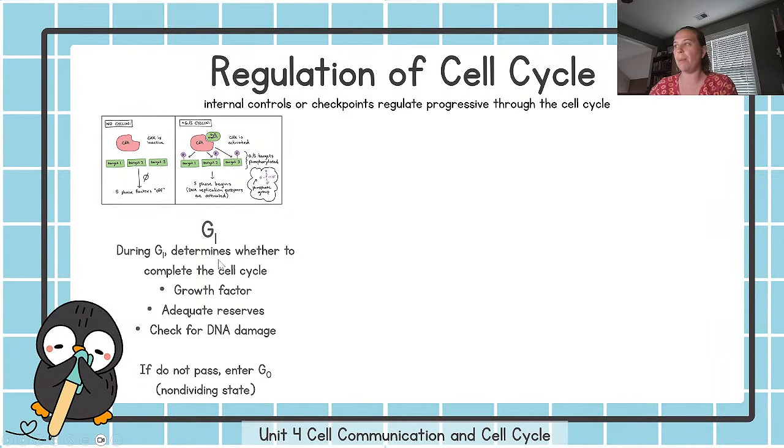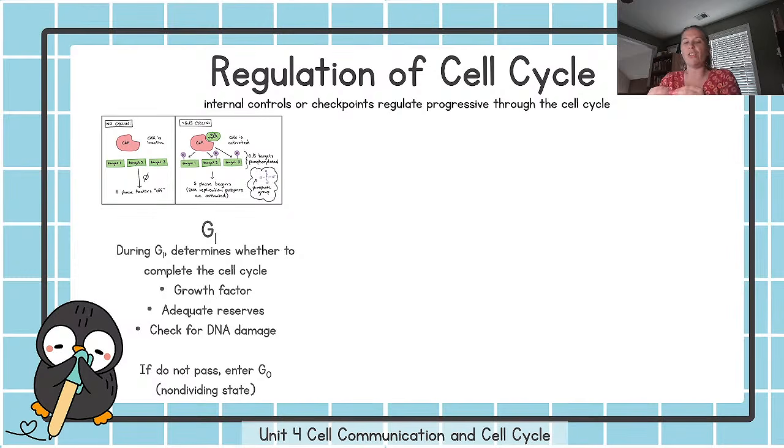So our G1 checkpoint is going to determine whether we can complete the cell cycle. Do we have a signaling molecule called a growth factor that says, hey, I need you to grow? So for example, when you fell down the stairs and you skinned your knee, your platelets are going to release something called platelet-derived growth factor. That's then going to stimulate you to make more platelets to then seal up that area, so that you don't have a big hole in your knee, right?